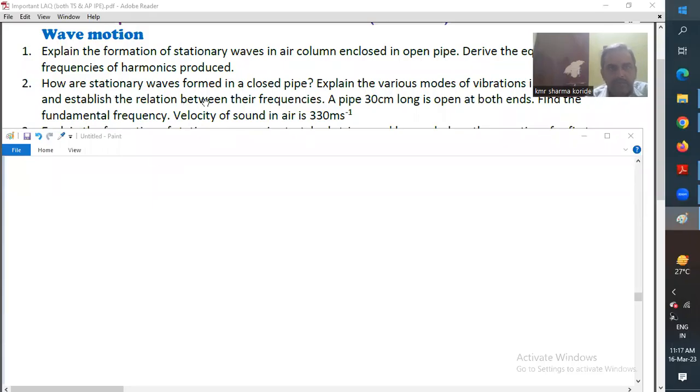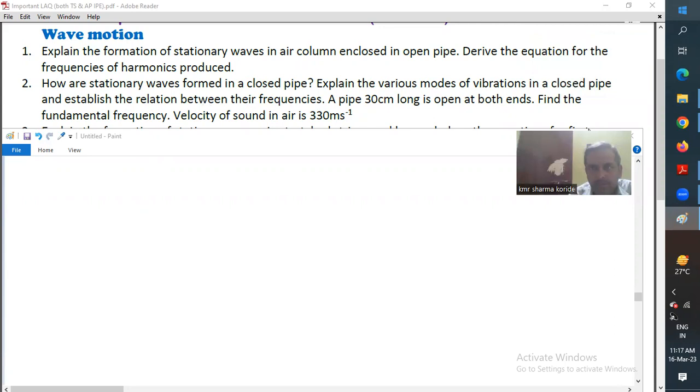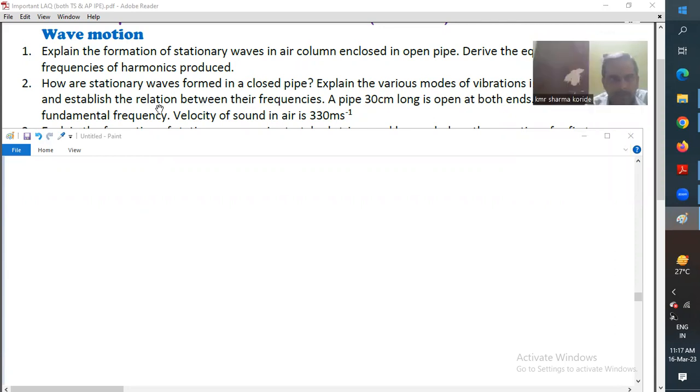How are stationary waves formed in a closed pipe? Explain the various modes of vibration in a closed pipe and establish the relation between their frequencies. The numerical given is already explained in the numerical session, so let us limit our explanation only to writing the theory.